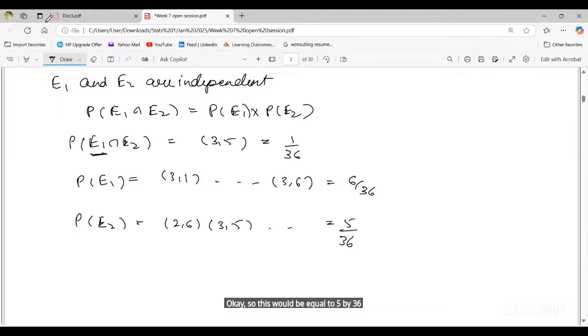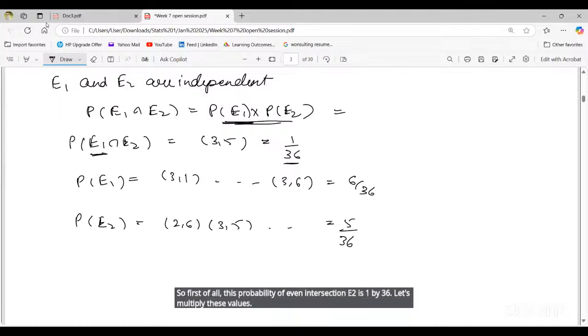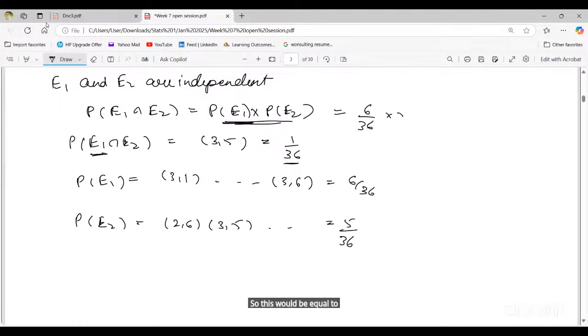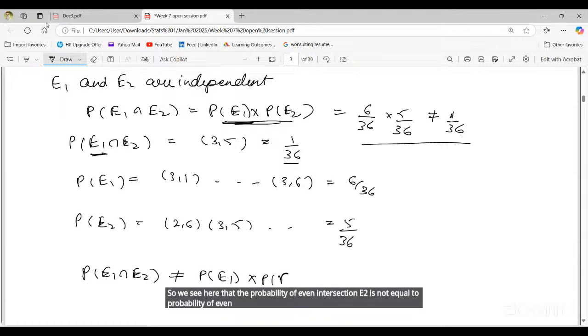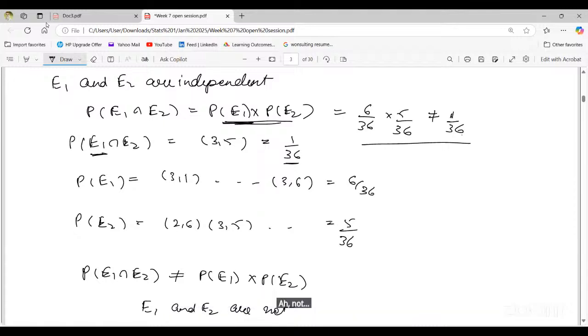Now, put all these values here. First of all, the probability of E1 intersection E2 is 1 by 36. Let's multiply these values. So this would be equal to 6 by 36 into 5 by 36. If you see here, this is not coming out to be 1 by 36, right? So we see that the probability of E1 intersection E2 is not equal to probability of E1 into probability of E2. So we say that E1 and E2 are not independent.